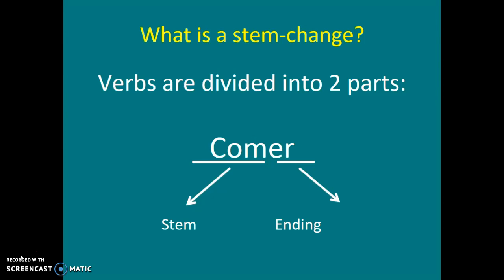Every verb is divided into two parts. For example, if we're looking at the verb comer, com, C-O-M, is considered to be the stem, and the ending is er. So every verb has two parts, the stem and the ending.